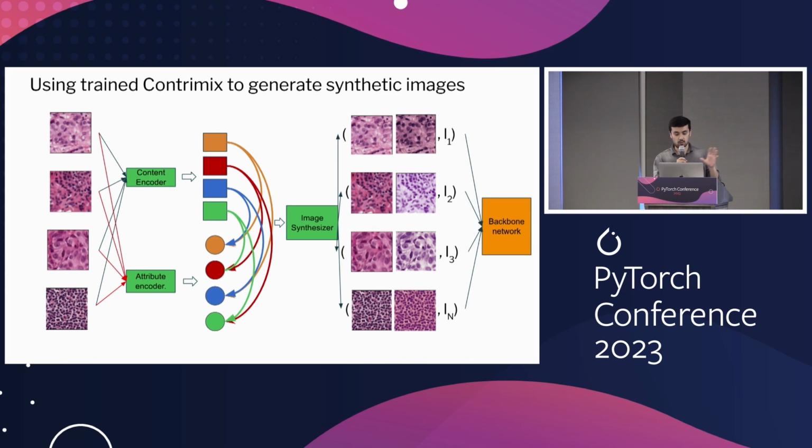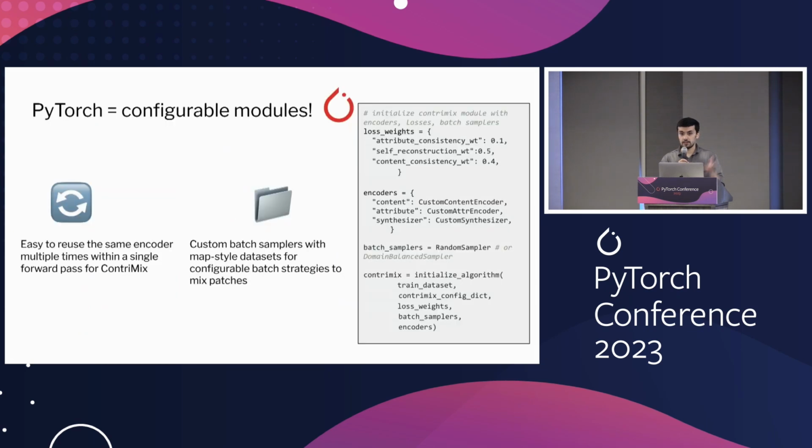Once this ContriMix encoder is trained, you can plug it into any downstream model training task as an augmentation module to generate synthetic images. And if you have labeled data, then you can also train ContriMix end-to-end with another loss such as cross entropy. And this is where the configurability of PyTorch comes in really handy. It is easy to reuse the same encoder multiple times within the same training loop, which is what we are doing in ContriMix, or to also have different kinds of strategies to mix patches through samplers.